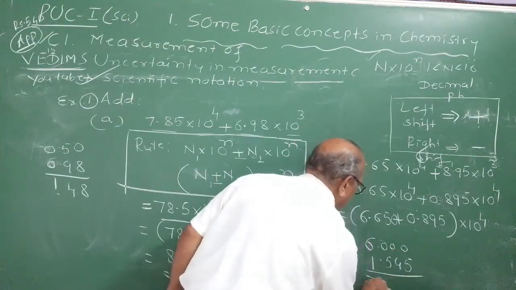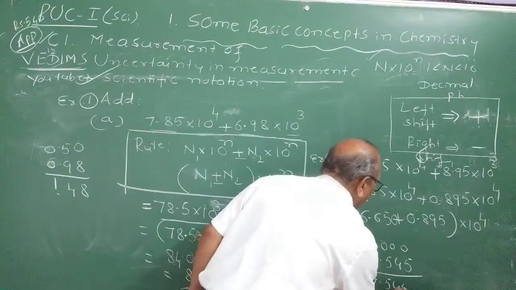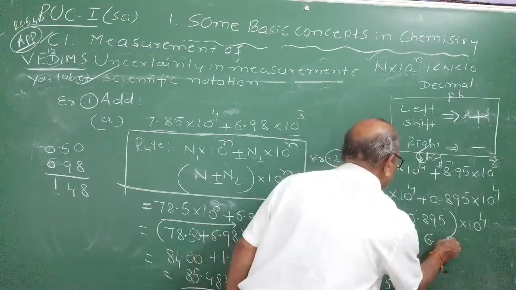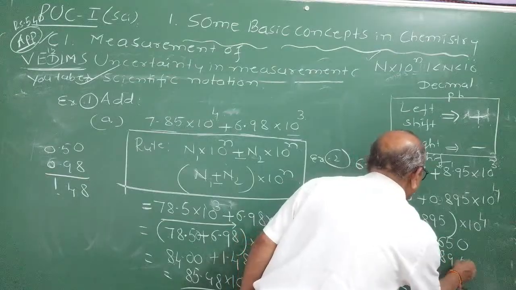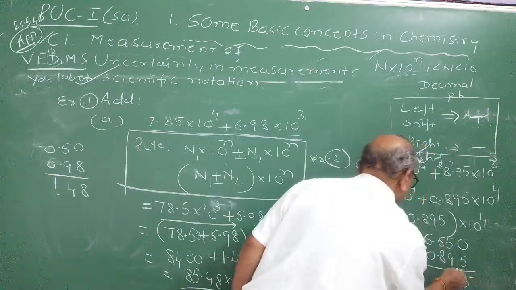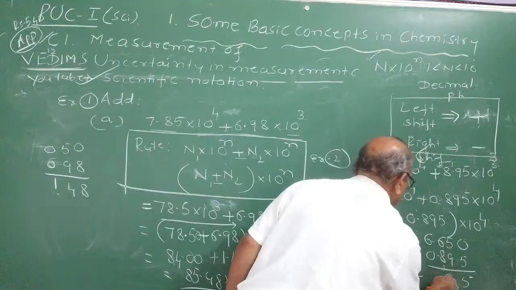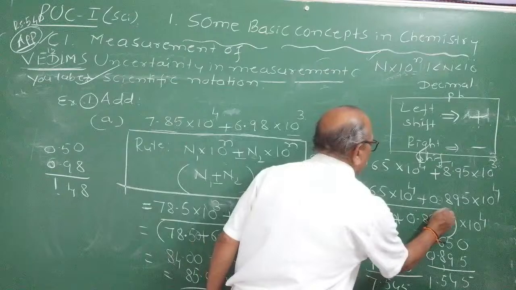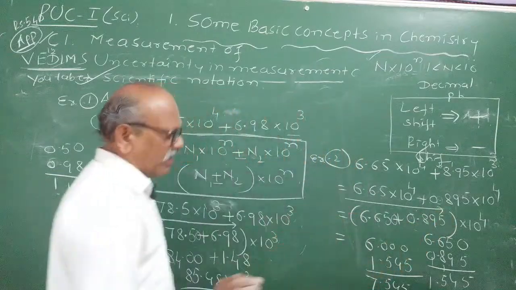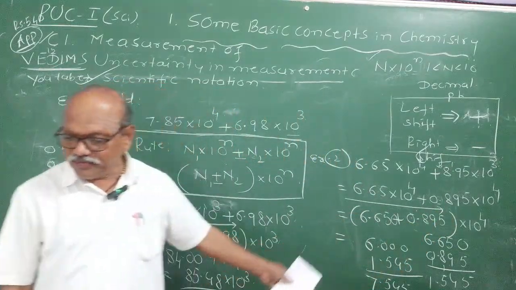You can get 7.545. Even you can use the school method: 6.650 plus 0.895. Add them: 9 plus 5 is 14, carry 1. 9 plus 6 is 15, carry 1. Are you not getting the same answer? See, start slowly. It will not come overnight.